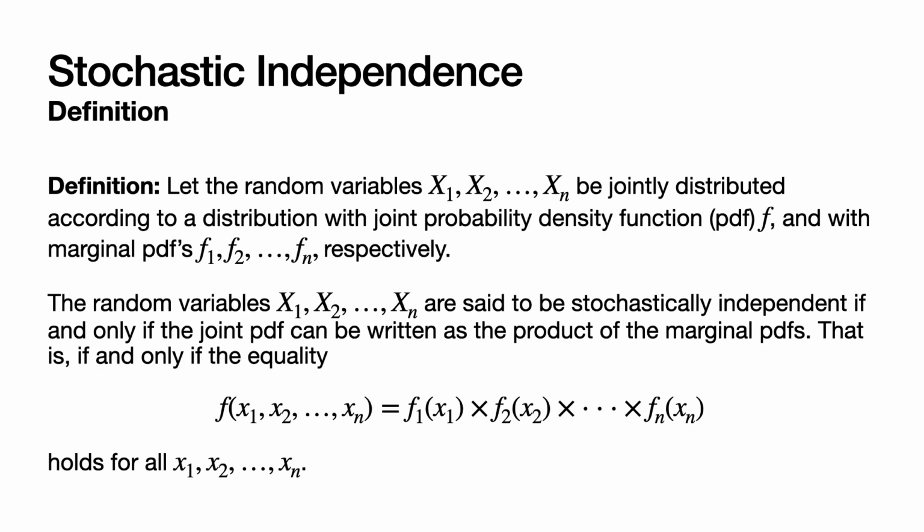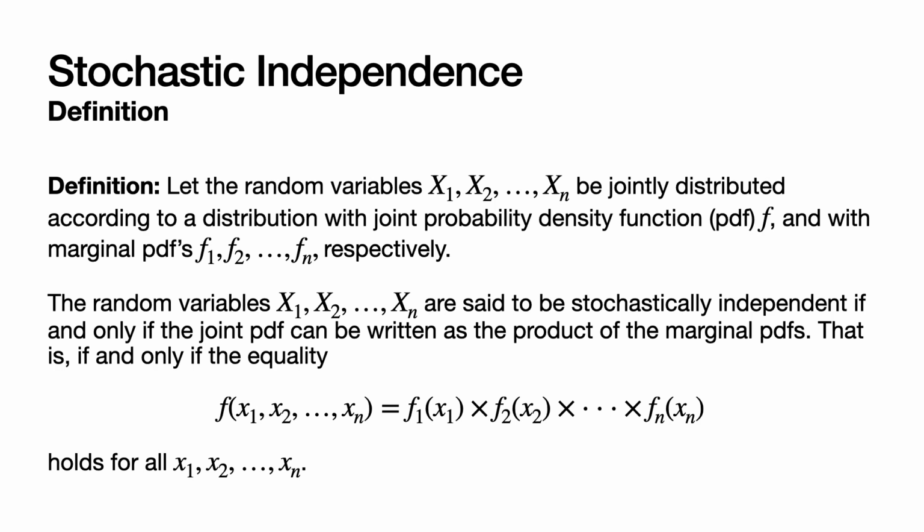Next, we're going to look at and define stochastic independence of two or more random variables. Let the random variables x1, x2, and so forth up to x sub n be jointly distributed according to a distribution with joint probability density function given by lowercase f, and with marginal PDFs f1, f2, and so forth up to f sub n respectively. The random variables x1, x2, and so forth up to x sub n are said to be stochastically independent if and only if the joint PDF, lowercase f, can be written as the product of the marginal PDFs f1, f2, and so forth up to f sub n.